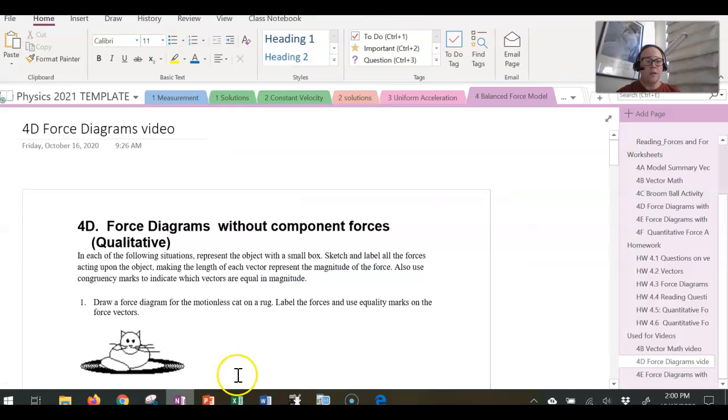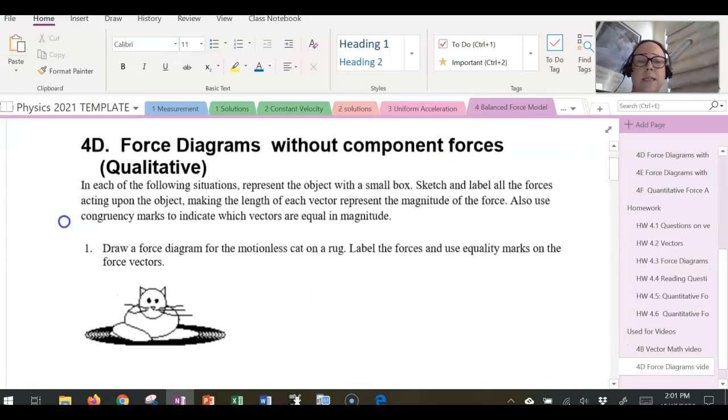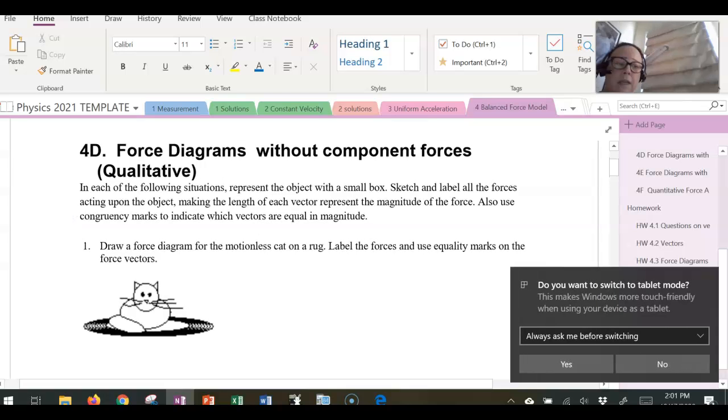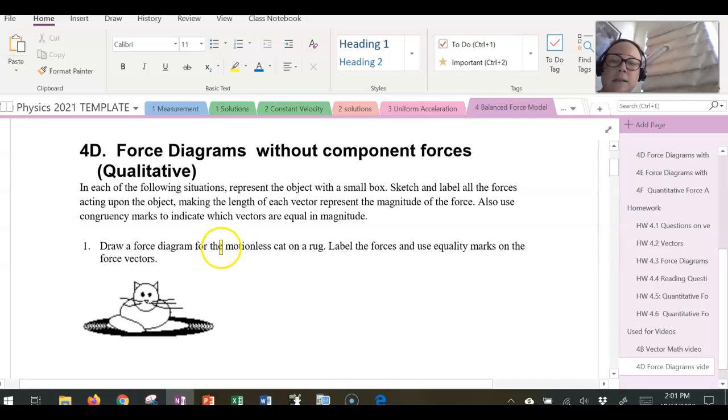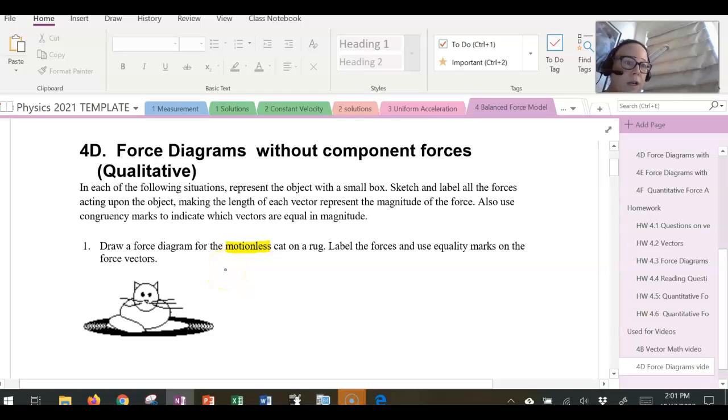Let's go to worksheet 4D, and let's draw some force diagrams to give some examples here. So in the first example, we have a cat who is sitting motionless on the rug. So since the cat is not moving, it says it's motionless, then I know, even before I analyze all of the forces, that the net force is 0, right? The balanced force model tells me that if I know that the velocity is constant, in this case the velocity is constant at 0, then I know that the sum of the forces must be 0.